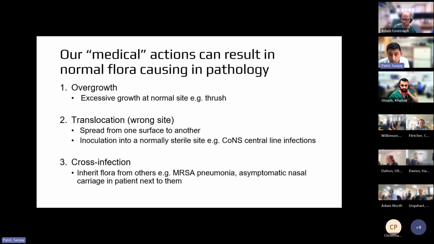And the other bit that we do is when we admit them to hospital and we don't put appropriate infection prevention practices in place because people don't wash their hands, or they transfer infections from one patient to another because they don't isolate the children that need to be isolated.